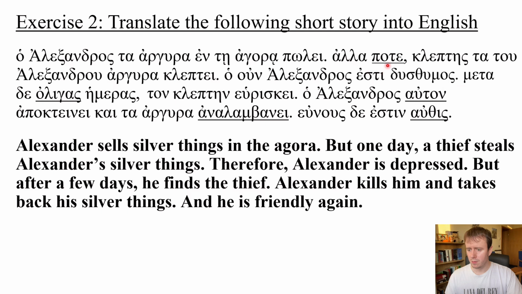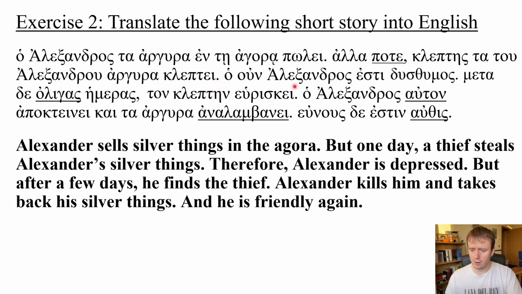But one day, a thief steals ta tu Alexandru argura. Literally, the silver things of Alexander. We have a genitive sandwich. We're being told that they are the silver things of Alexander, or in other words, Alexander's silver things. So, but one day a thief steals Alexander's silver things.